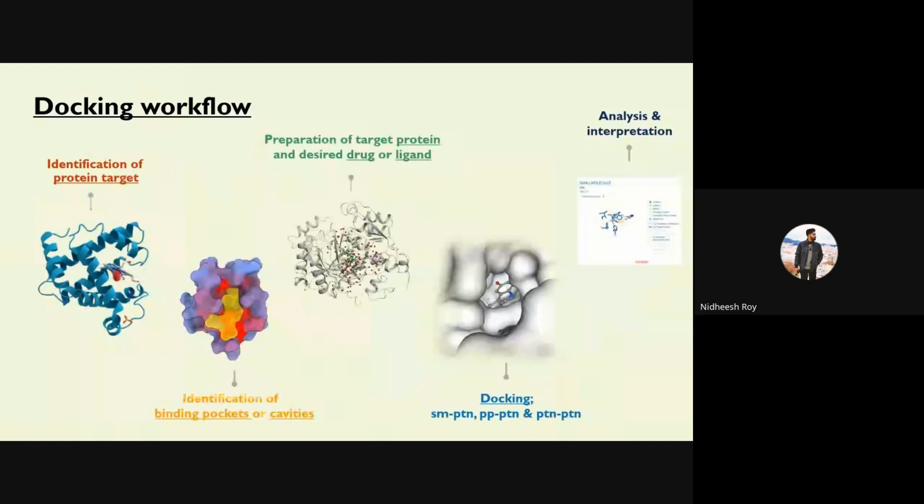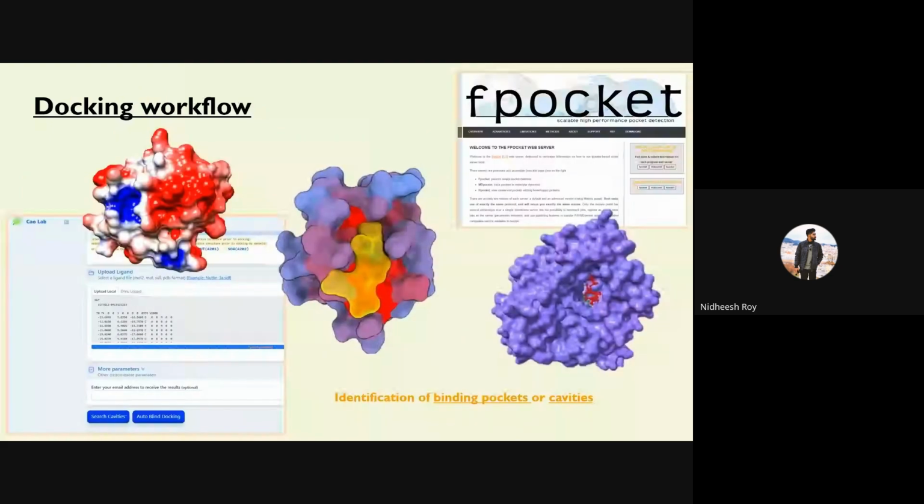The next is identification of binding pockets or cavities. Once the protein target has been identified, the next crucial step in the docking workflow is identification of binding pockets or cavities. This step defines where the docking will take place. Proteins are three-dimensional structures with grooves, clefts, and pockets formed by the folding in 3D space. Ligands typically bind within these cavities rather than on flat surfaces, making pocket identification essential for meaningful docking.